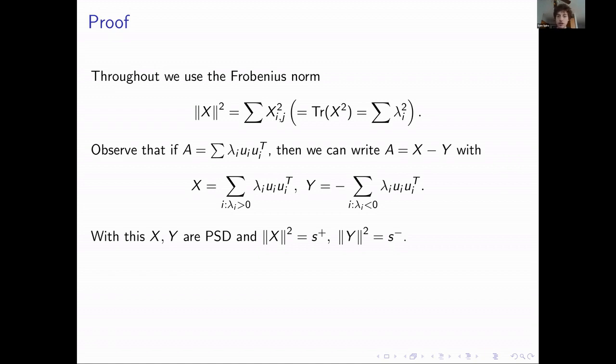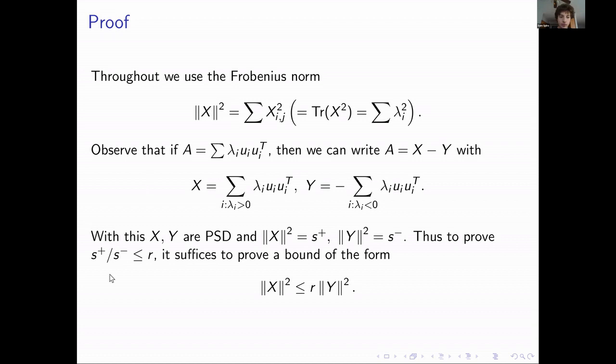So the point now is that if we want to prove some upper bound on the ratio of S plus to S minus, which is ultimately what we want to do, it's in fact equivalent to prove an upper bound for the norm squared of X in terms of the norm squared of Y. And this formulation is perhaps more amenable to standard analytic and linear algebraic manipulation. So this is ultimately what we're going to try to prove.